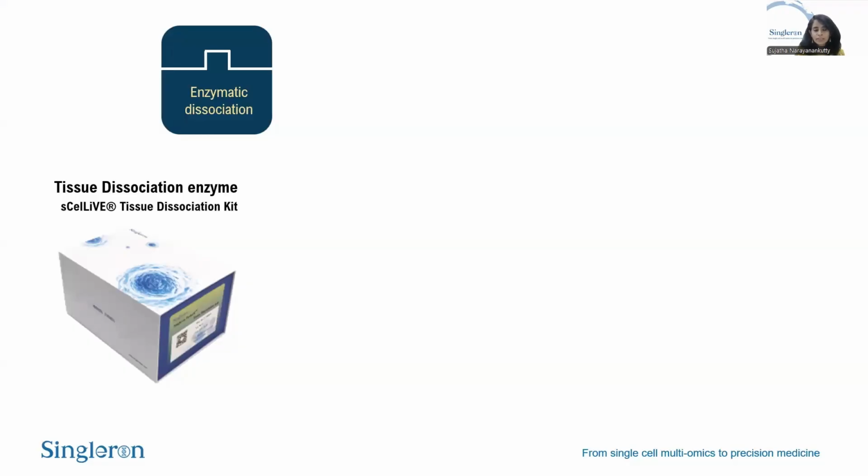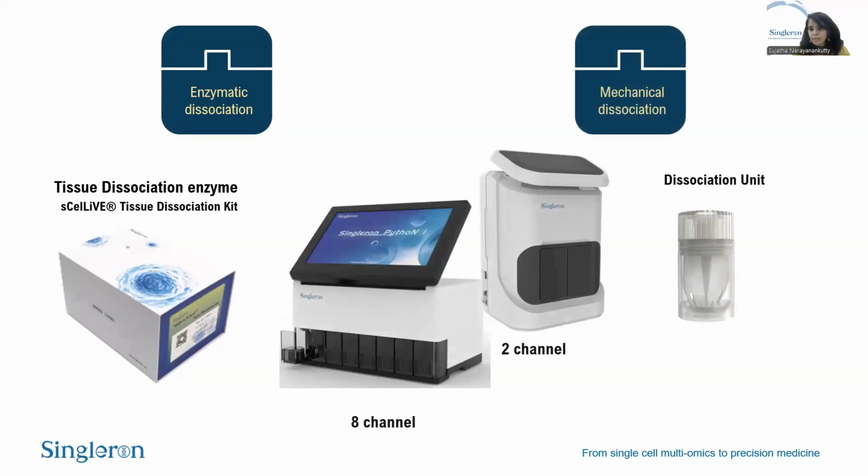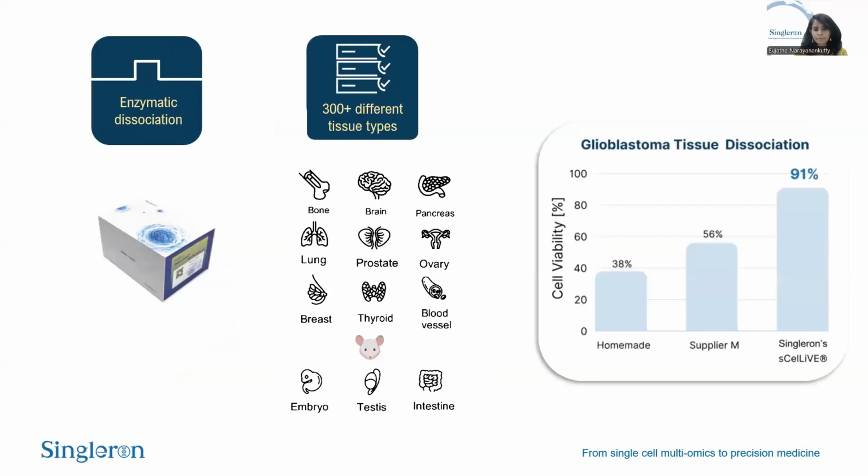Dissociation here will be carried out with two different setups. One is enzymatic, using enzymes from our SL Live tissue dissociation kit. The other is mechanical dissociation, which is done with the instrument. We have this little unit into which your sample and the enzyme go, and then you can use the dissociator to dissociate your sample.